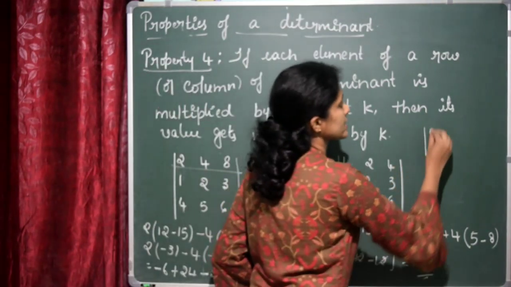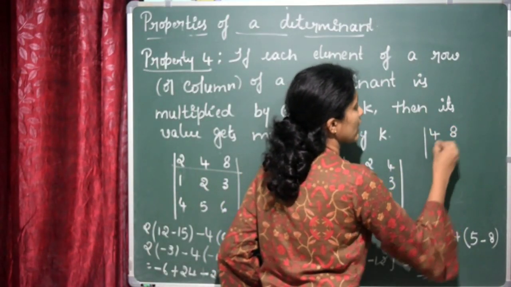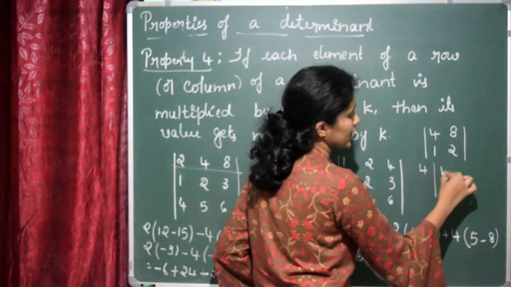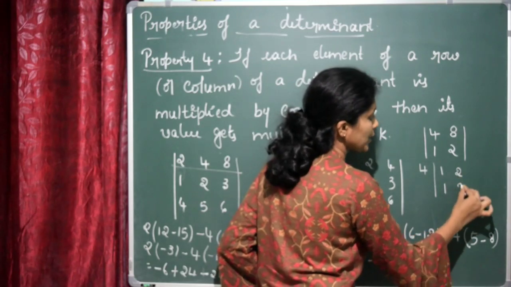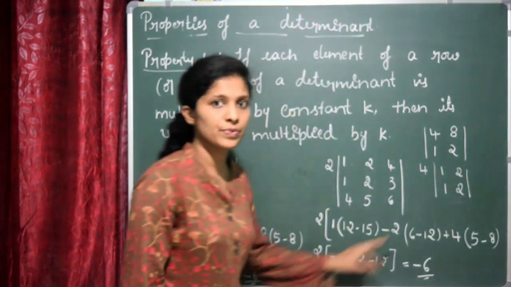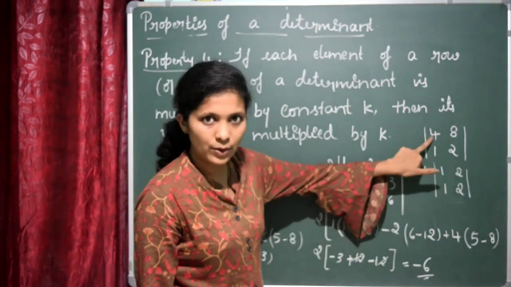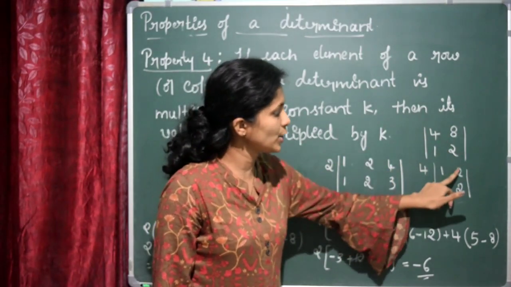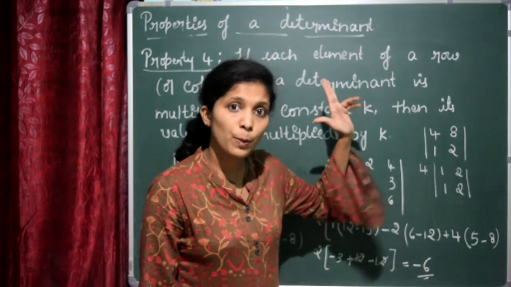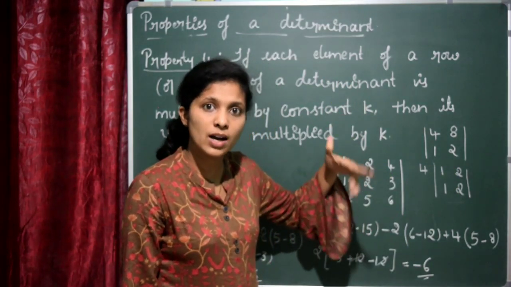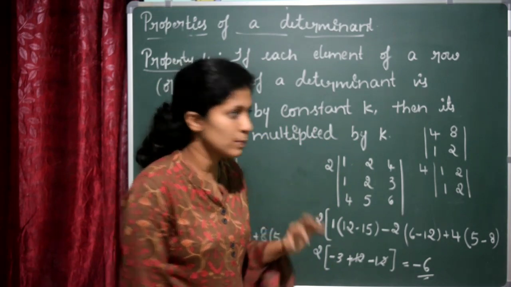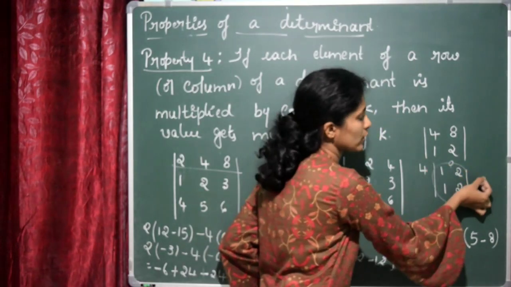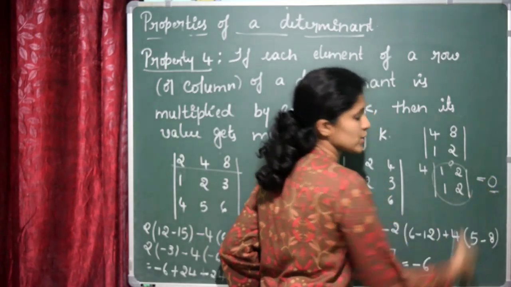If the determinant is there, 4, 8 and 1, 2. Now what I can do, I can take 4 common here, then I can find the determinant of 1, 2 and 1, 2. Now, can you say what is the determinant here? Here, see, I have taken the example 4, 8 and 1 and 2. And I have taken 4 common. This is 1, 2 and this is 1, 2. Here, property 3 says that if any two rows or columns are equal, then the determinant will be equal to 0. So, the determinant of this matrix is 0, right? So, this is 0 into 4, which will be equal to 0. I hope you understood this one.